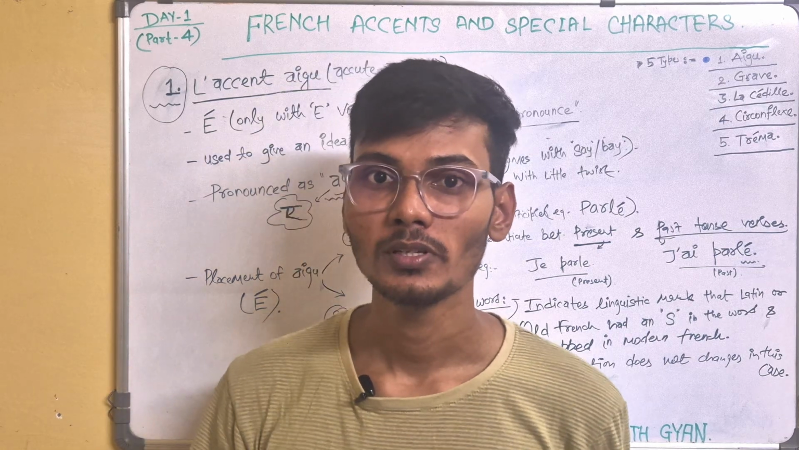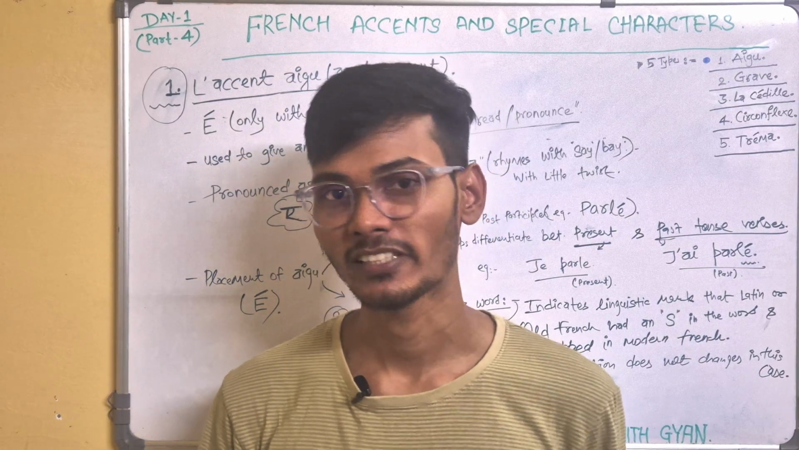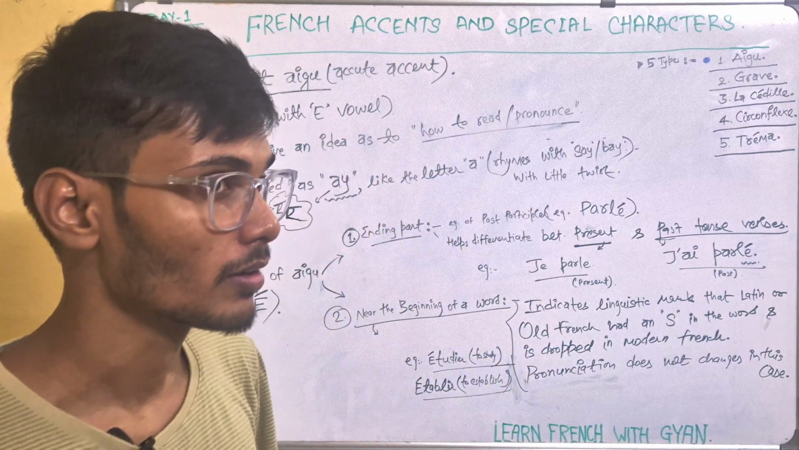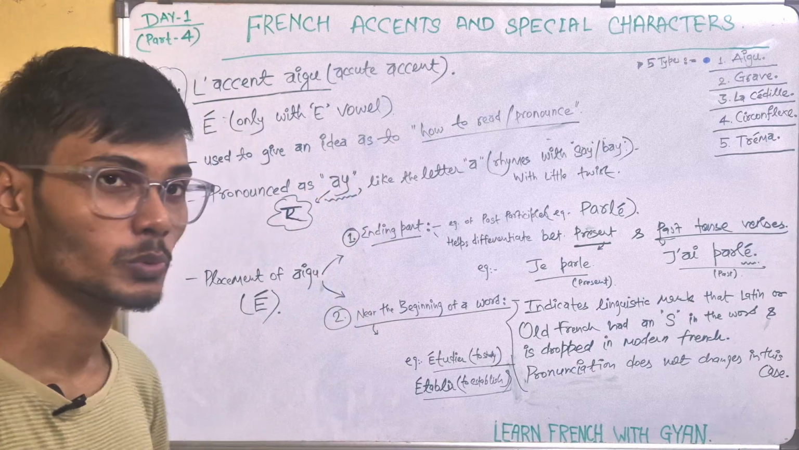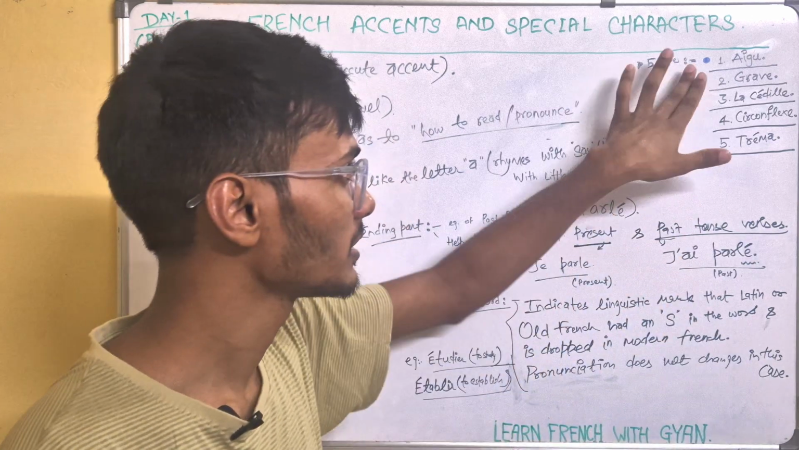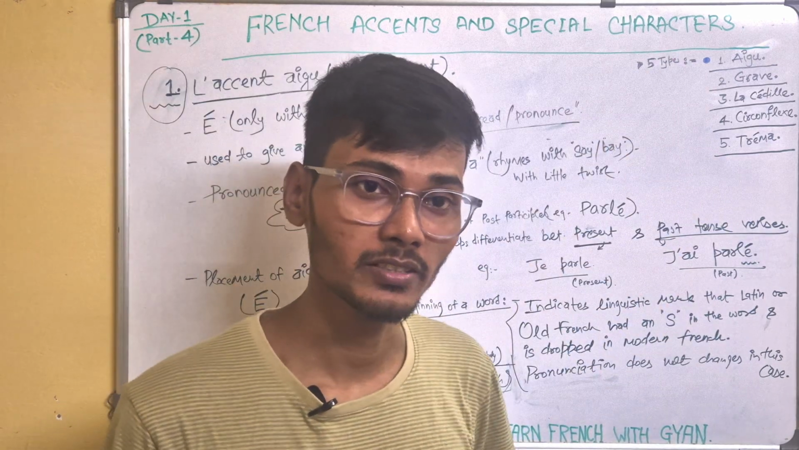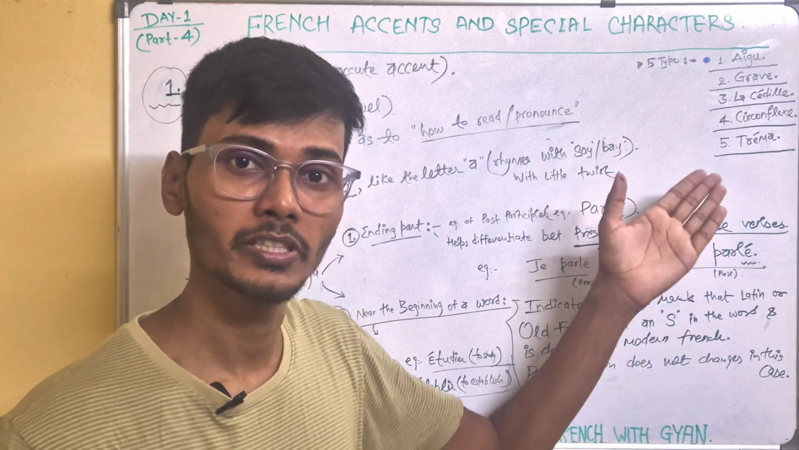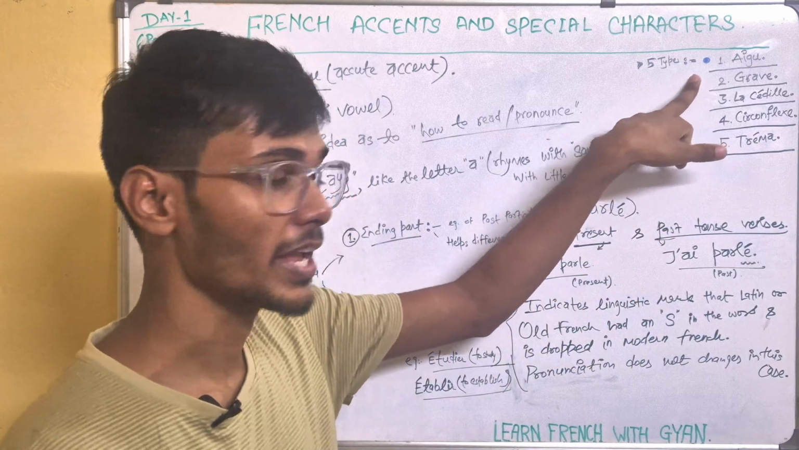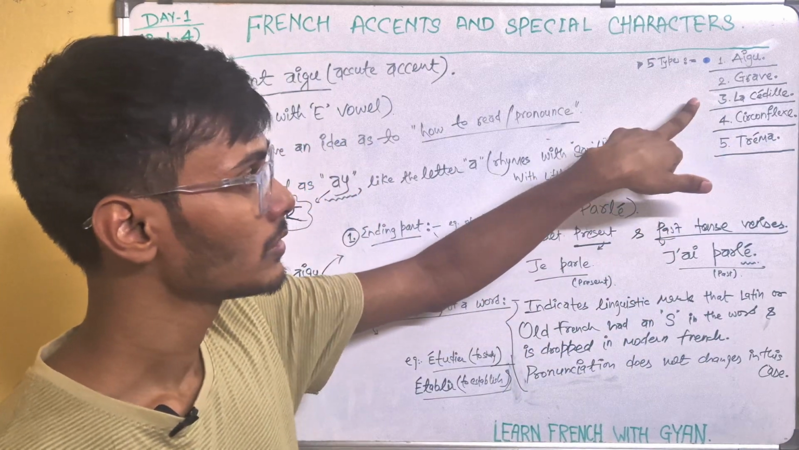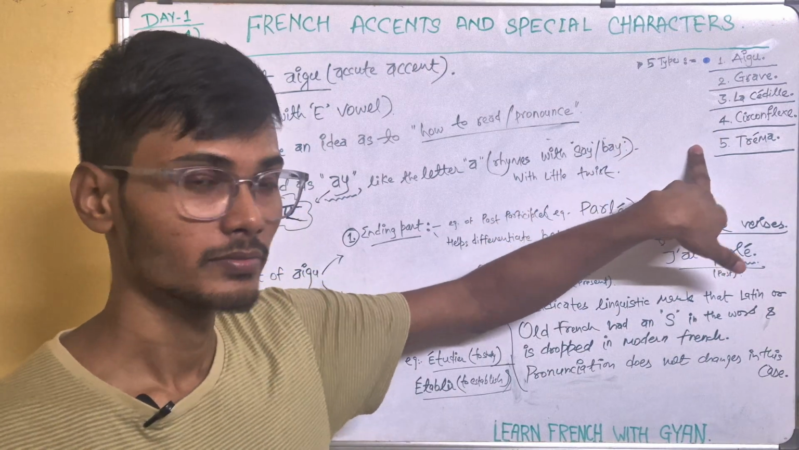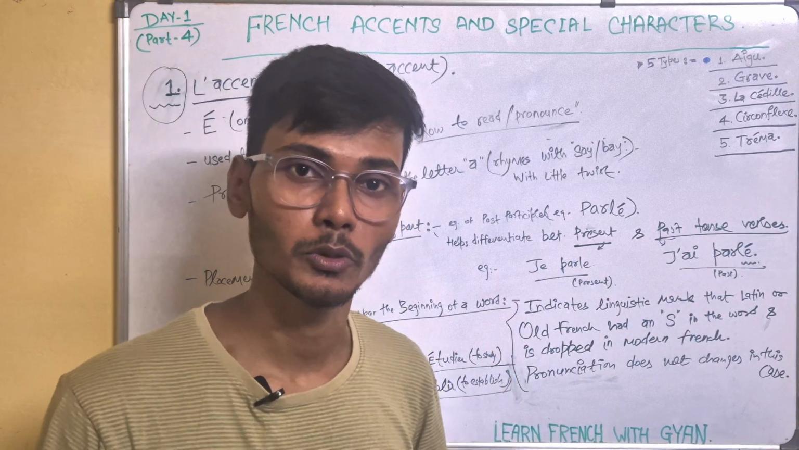Today we are going to learn French accents and special characters. So this is day 1 and lesson part 4. Okay. So in this lesson we have got French accents. I would like to give you the context that we have around 5 of these accents and characters that we are going to discuss in this series. They are going to be sufficient even up to the upper intermediate level. So accent aigu, accent grave, la cédille, la circonflexe, et tréma. These are 5 special types that we are going to discuss.